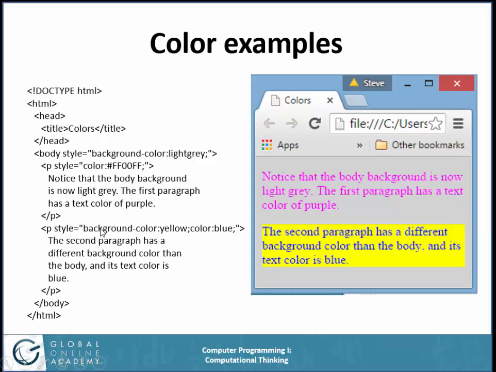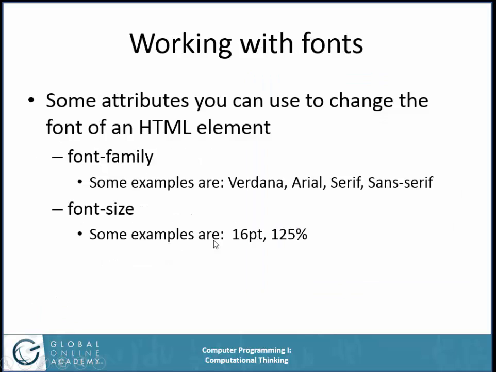The next paragraph, I've changed the background color. The body had a background color of light gray, but I've overridden it for just this one paragraph to make the background color yellow, and I made the foreground color blue. So you're going to be able to make changes like that on your web page.